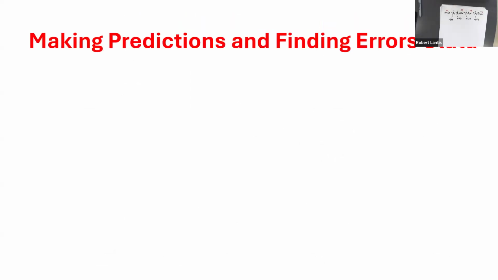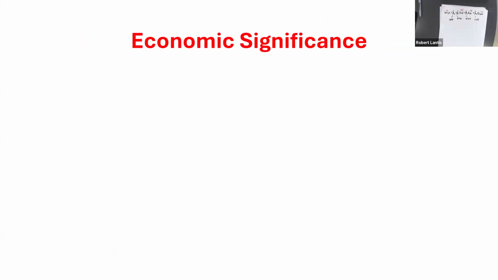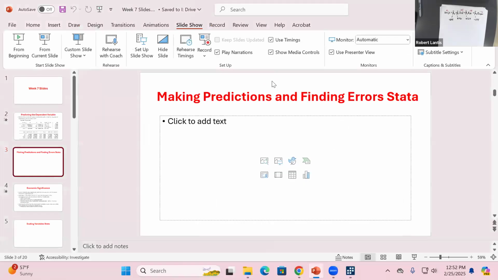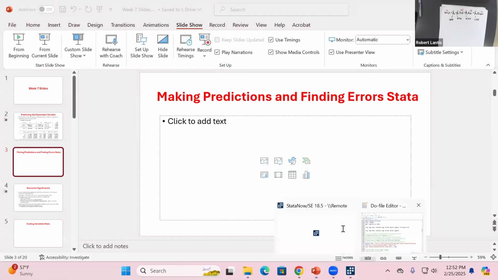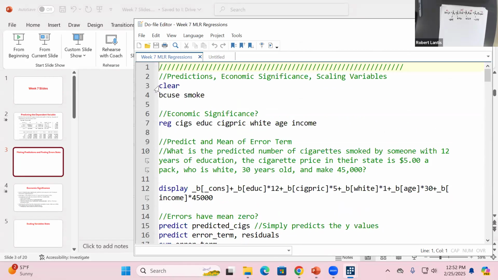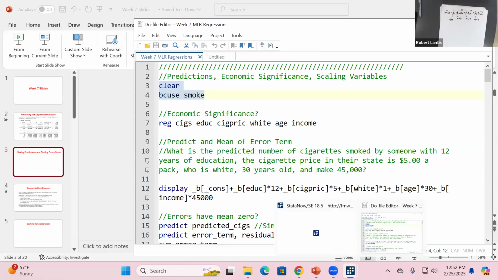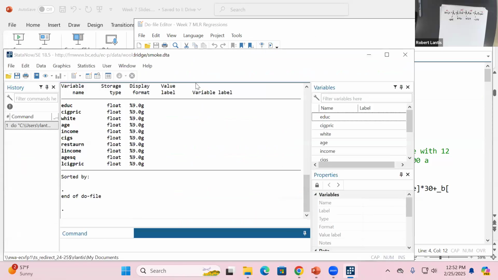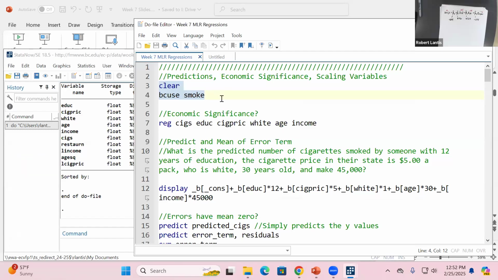So how would I do this? How can I make predictions or find errors in data? Just to review, this might be helpful for the problem set or problem sets in the future. I'm going to use one of these free data sets. I'm just going to clear this out and call this BQ smoke. That should open up one of these free data sets that exists with smoking data.